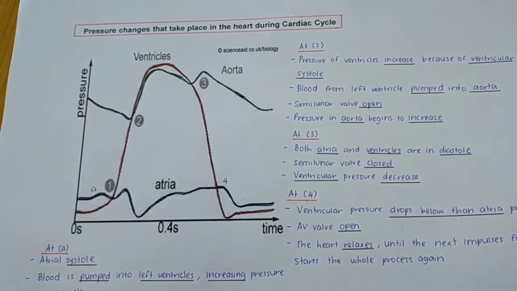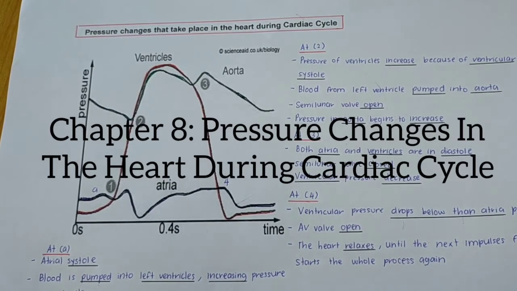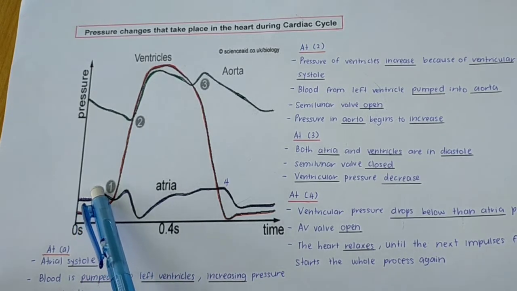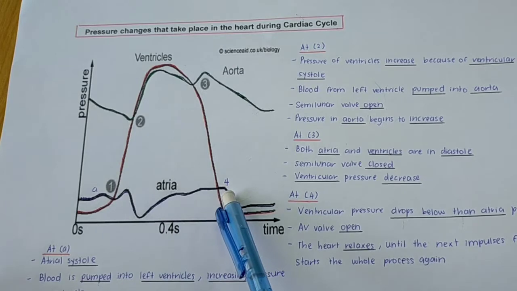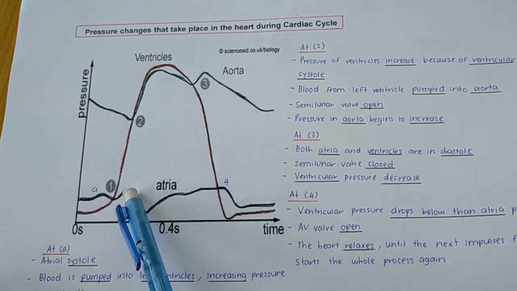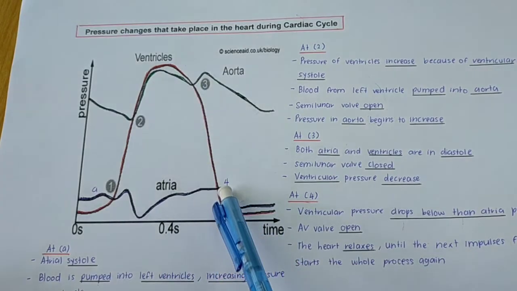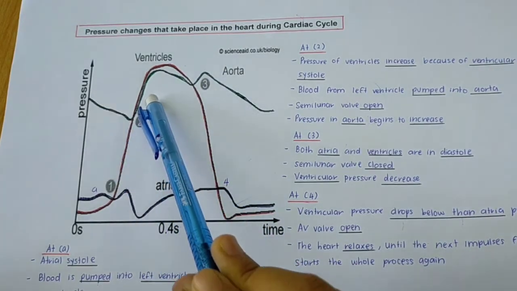Okay, so now we continue with the pressure changes that take place in the heart during the cardiac cycle. First of all, you have to differentiate the pressure that will change in 3 different locations. If you look at this graph, it will involve the pressure of atria. The pressure of atria is represented by this graph. And then second, the pressure of ventricle. Here is the pressure of ventricle. Another one, the pressure of aorta.